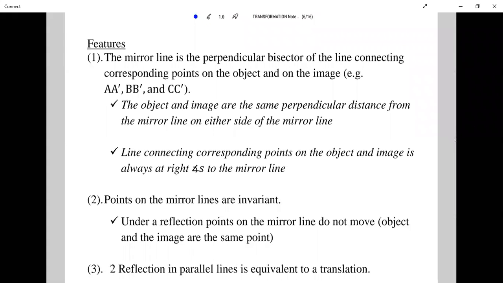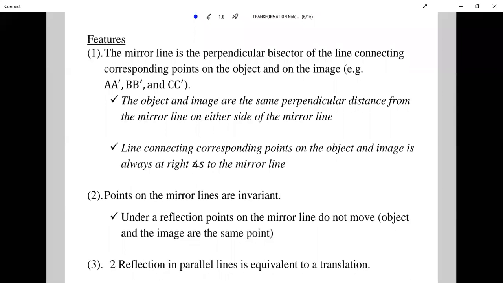All right, so here are some features of reflection. One, the mirror line is the perpendicular bisector of the line connecting corresponding points on the object and on the image. I just said it real mathematical, real technical. But the long and short of it means, you see the line that connects A and A prime, the line that connects B and B prime, the line that connects C and C prime. The mirror line is going to pass in the dead middle between these points.